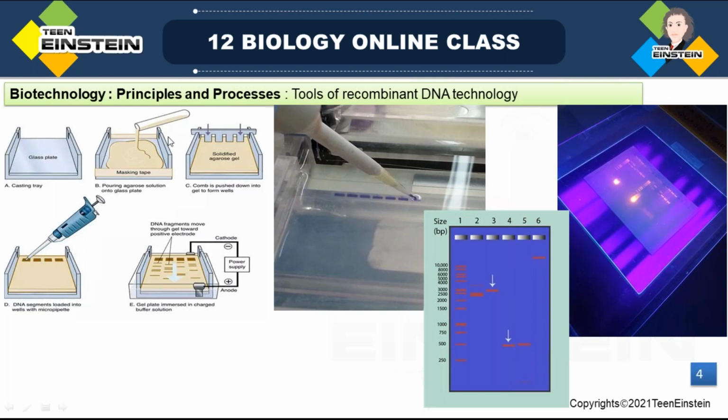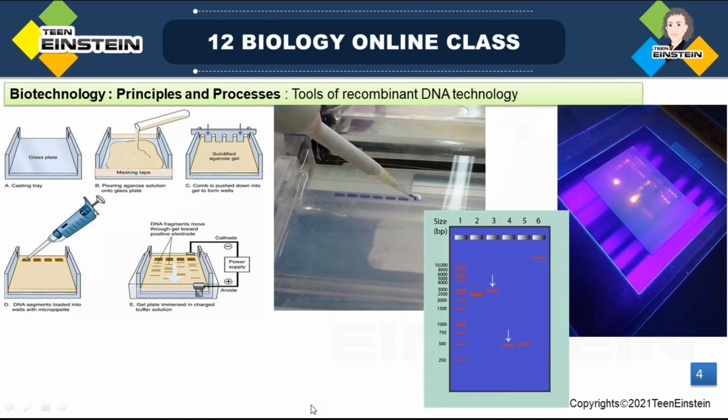There will be 2 cuts to insert this comb. So it will be placed in a way that it will make wells. Here you can see the small wells. To make the wells, we are placing the combs. This comb is pushed into the gel. We need to push this comb into the gel to form the wells. Here you can see the wells.